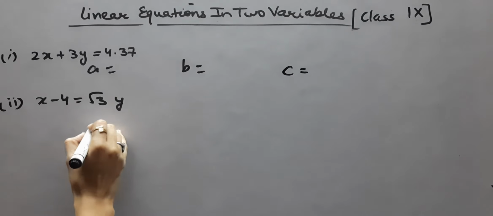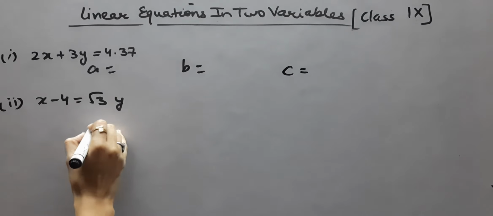Now you can see that in this the value of a is 2, b is 3, and c is how much? C will go there, so it will become minus 4.37. It becomes 2x plus 3y minus 4.37. So I can compare this with the general form. Here it is a positive sign, so it should be positive, meaning positive minus 4.37. I can write it like this. So the value of C is this one.